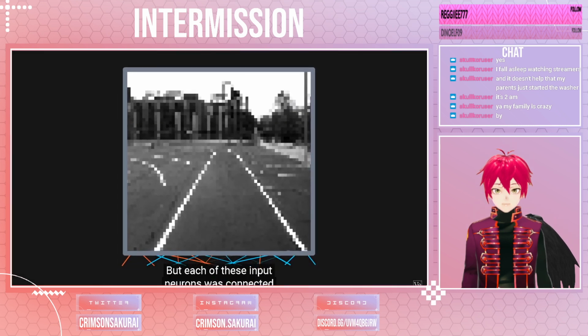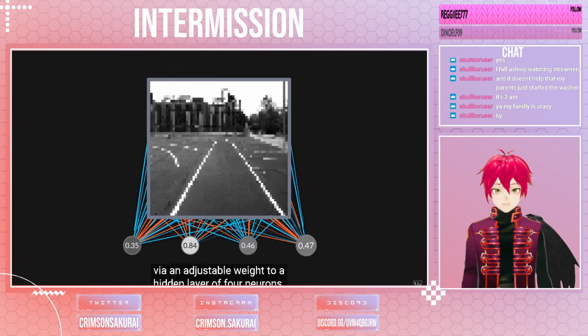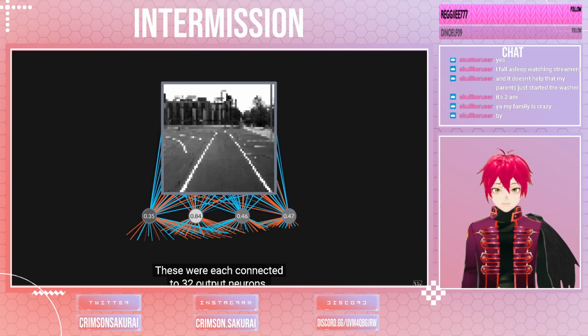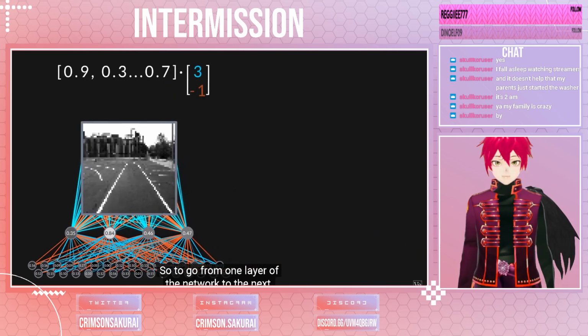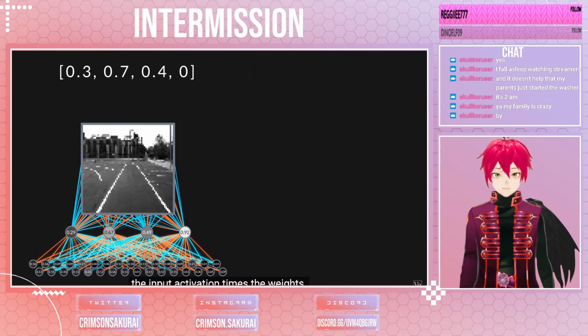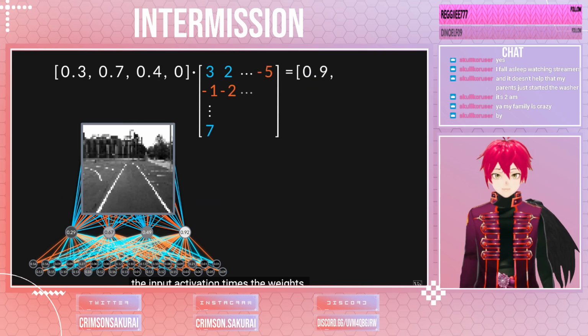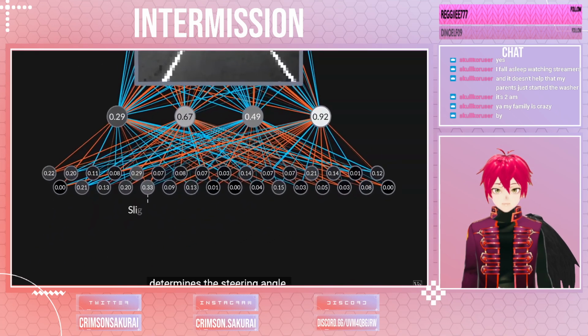But each of these input neurons was connected via an adjustable weight to a hidden layer of 4 neurons. These were each connected to 32 output neurons. So to go from one layer of the network to the next, you perform a matrix multiplication, which means input activation times the weights. The output neuron with the greatest activation determines the steering angle.